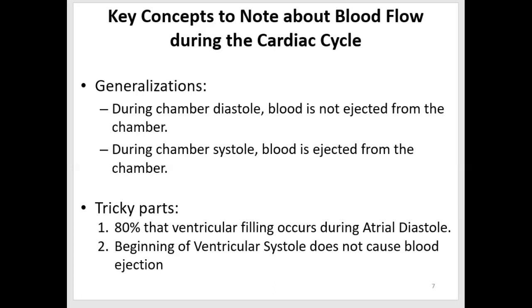These tricky parts are, first, that atrial systole is not required for blood to leave the atria and enter the ventricles. In fact, 80% of ventricular filling occurs while the atria are in diastole. The second tricky part is that at the beginning of ventricular systole, blood is not ejected from the ventricles. Only at the end of ventricular systole do we see blood movement.